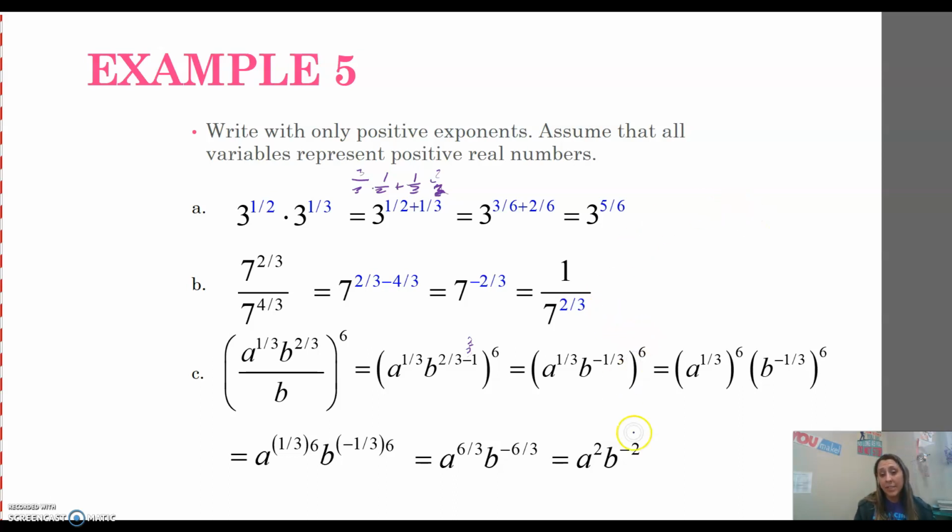Now I do have this negative exponent, and I cannot have any negative exponents. So I'm going to go ahead and move that down to the denominator. The a squared stays in the numerator because it was positive, and it goes over b squared.